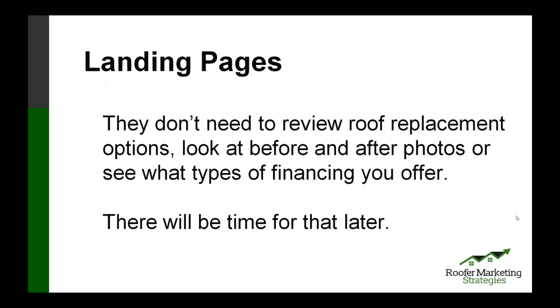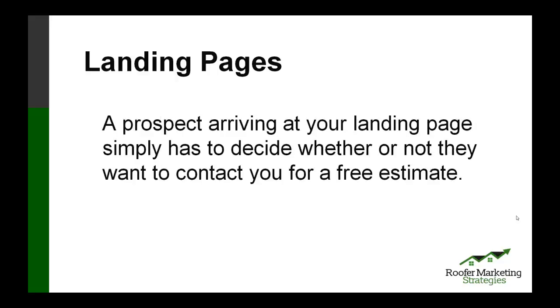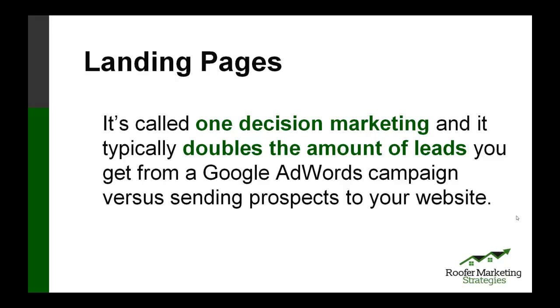Again, what we're trying to do is, they don't need to review roof replacement options, look at before and after photos, see what type of financing you offer. There'll be plenty of time for that later. That's a little bit later in the sales process. A prospect arriving on your landing page simply has to decide whether or not they want to contact you for a free estimate. That's it. It's called one-decision marketing, and it typically doubles the amount of leads you get from a Google AdWords campaign versus sending prospects to your website, which is what almost everyone else is doing.